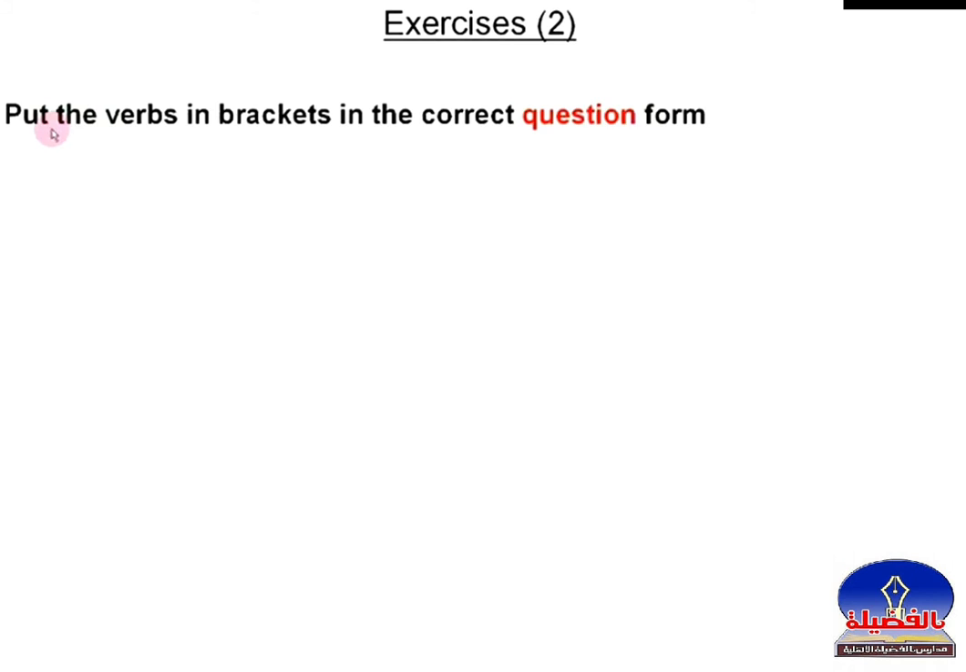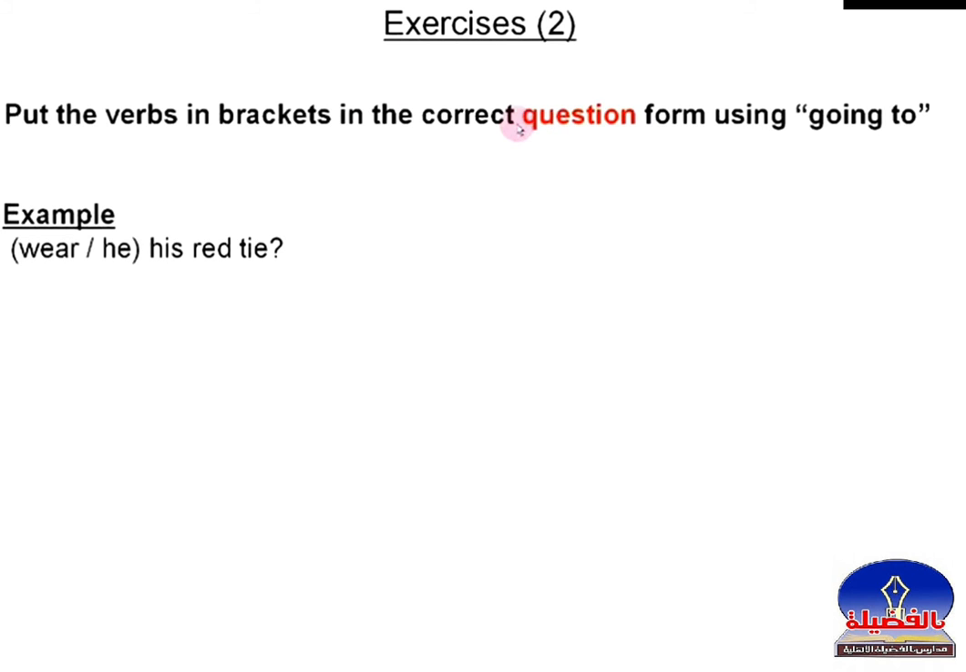So this time, similar exercise. Put the verbs in brackets in the correct question form. So this time, I want you to make some questions. So I want you to make some questions using the verb wear, for example, and he. Okay, so this is the question, and the answer for this one would be, is he going to wear his red tie?